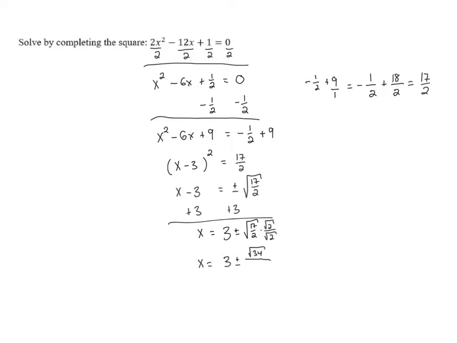And in the denominator, the square root of 2 times the square root of 2 gives us the square root of 4, but the square root of 4 is just 2. So now we have rationalized the denominator. There's no radicals in the denominator or fractions inside of radicals. So this is our final answer. X equals 3 plus or minus the square root of 34 over 2.